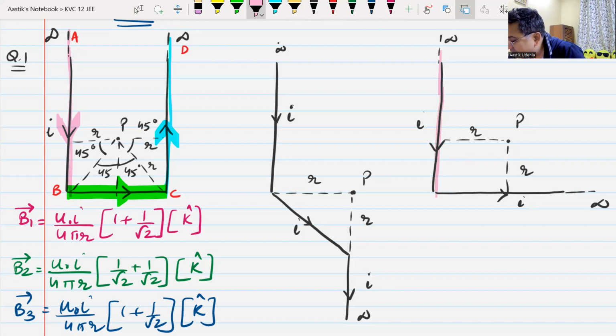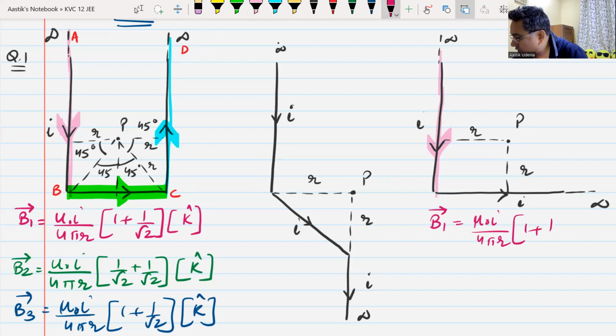In question number 3, I have this wire, wire number 1. Let me call this the pink wire. What is the magnetic field due to the pink wire? B1. Now this pink wire and the first pink wire, as you can see, are the same. If you understand the first wire, you can write the magnetic field due to this wire also. It will be mu naught I by 4 pi r into 1 plus 1 by root 2, sine 45, along k. Do we understand this, everyone?